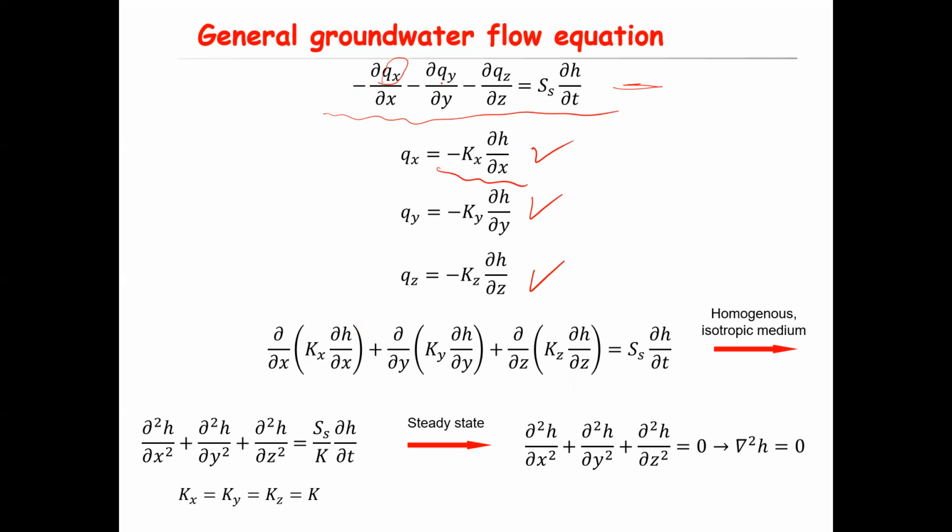And then the same goes here. So I have rho, the derivative with respect to y, it's here. Instead of Qy, I put this term. And minus by minus will be plus. The same here. Again, derivative with respect to z is here. Instead of Qz, I write Kz times the derivative of h with respect to z. And that will be equal to Ss times the derivative of h with respect to time.